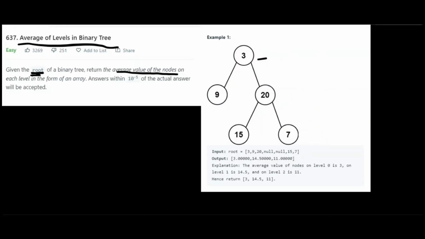So at the root, we can see that the average is 3. On this second level, we would have 20 plus 9 divided by 2, which we can clearly see from the output is 14.5. And if we do the same for the third level, we can say that our result will be 11. Right? So this is the problem. Now, how do we go about solving this?